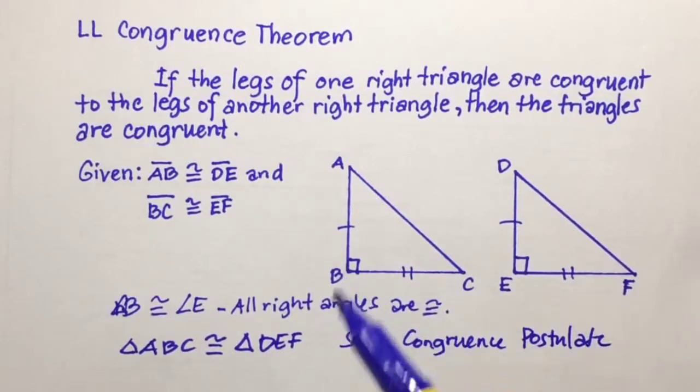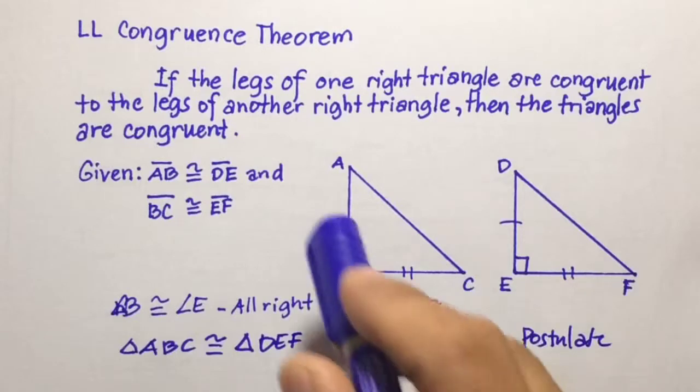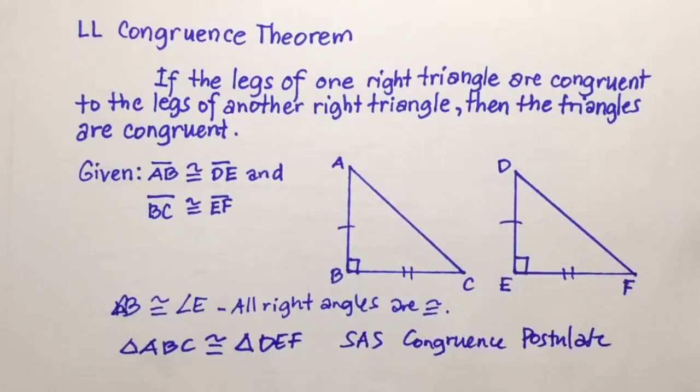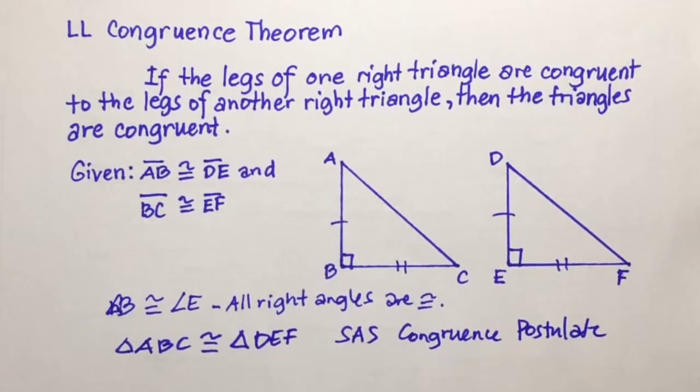So if we're going to summarize the result here, if you are going to have two right triangles with two legs that are congruent, we can say that the two triangles are congruent. So this is just an application of the SAS congruence postulate.